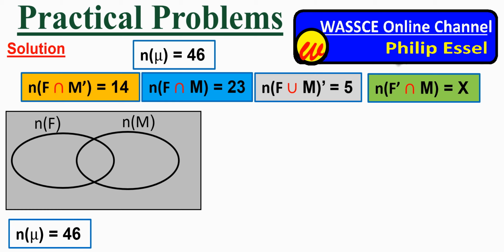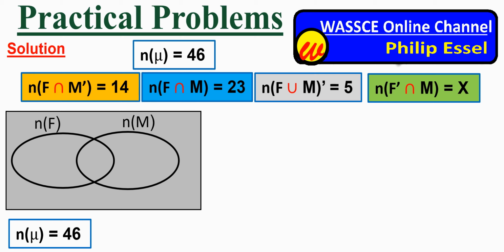Remember, we were not given this number, so we just leave it like that. And the second circle, on the right side, would represent the number of students that passed mathematics. This was also not given to us, so we write n(mathematics) like that, and we'll leave it like that.